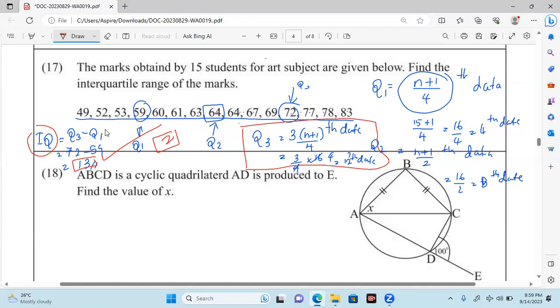Excuse me, teacher. Yes. Teacher, can you explain how you got 16 divided by 2 in the Q2 while the others are divided by 4? It should be like this: Q2 means 2 over 4 into n plus 1 data. This is how it is explained.